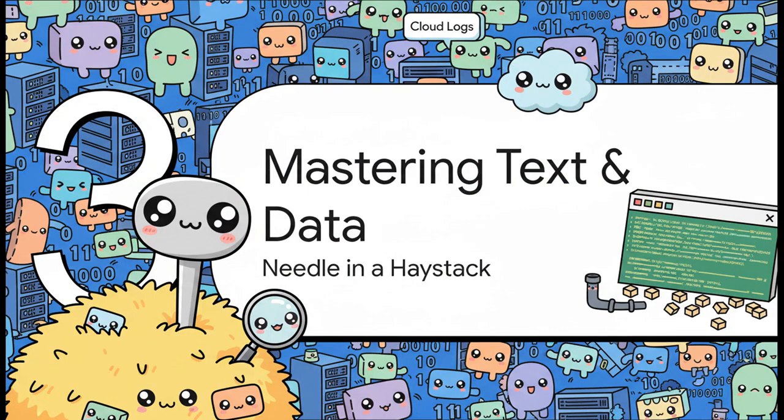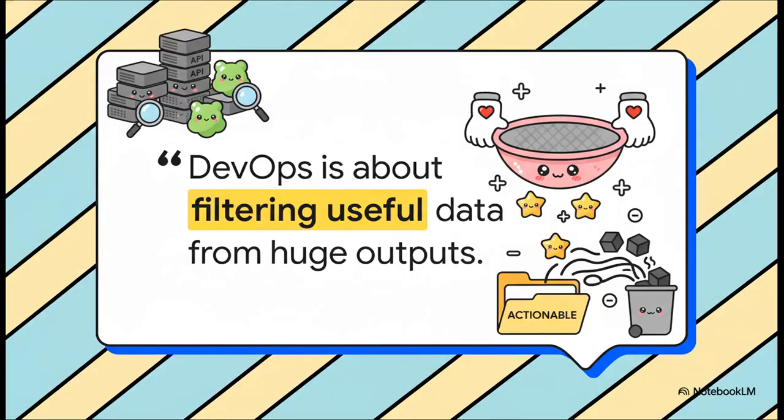All right, on to section 3, mastering text and data. This is really about finding that one tiny needle in a giant haystack, which honestly is a massive part of being a DevOps engineer. I mean, this quote just says it all. So much of the job is just sifting through these massive walls of text, from logs, from command outputs, from APIs, all to find that one tiny bit of info you can actually do something with.